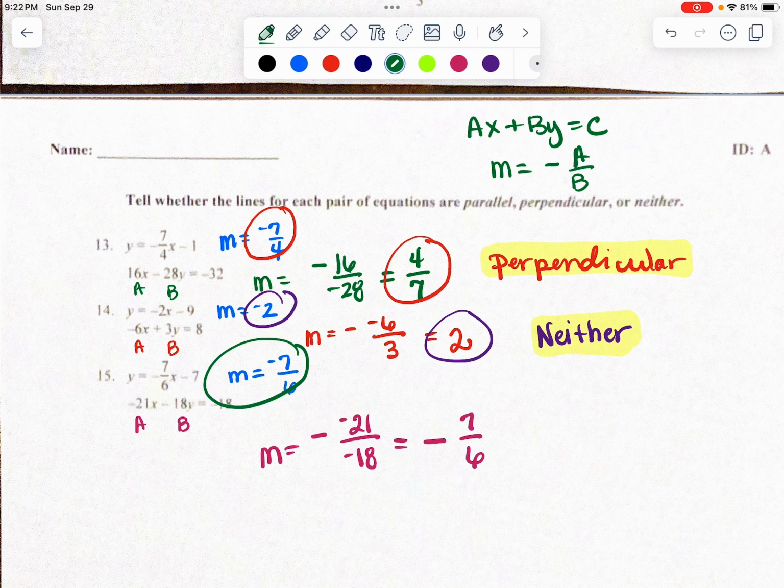Let's look at those two slopes. The slope is -7/6. The slope is -7/6. They're exactly the same number, exactly the same sign. They are the same. So that means that these two lines are parallel to each other.